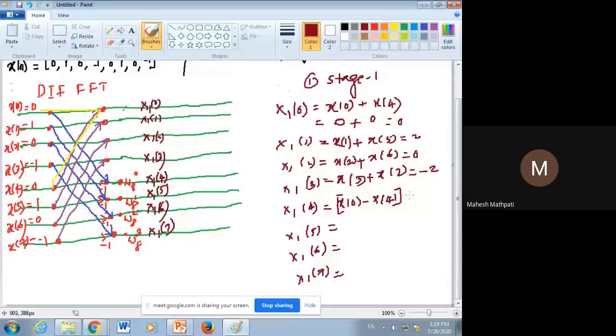what? Omega 8 to the power 0. This omega 8 to the power 0 is multiplied with the complete bracket. Most of the students make the mistake here of just multiplying the omega 8 to the power 0 with the first bit x of 4. So don't make this mistake. Can you remember this point?